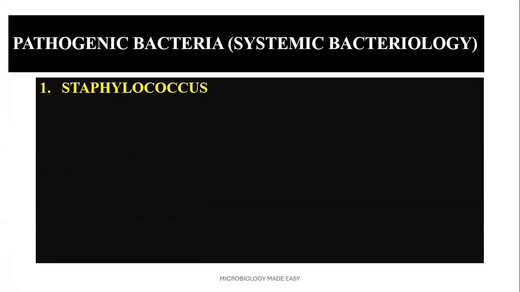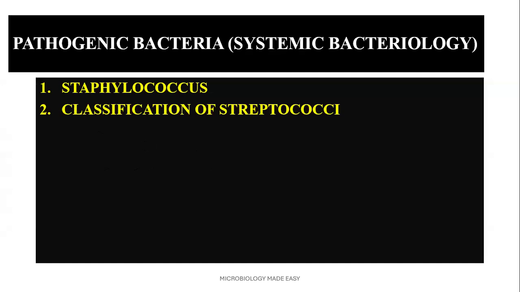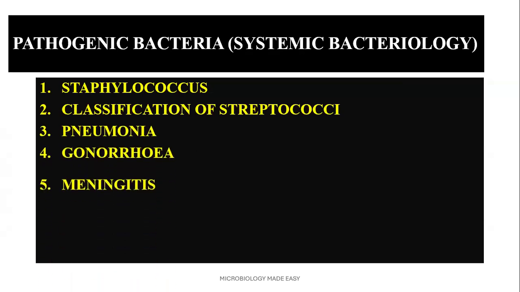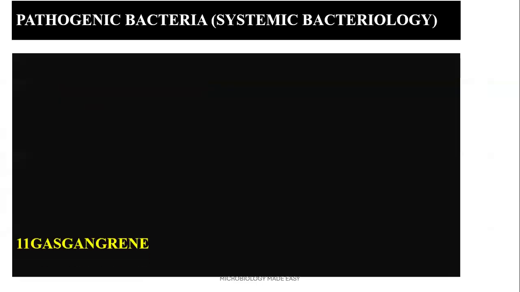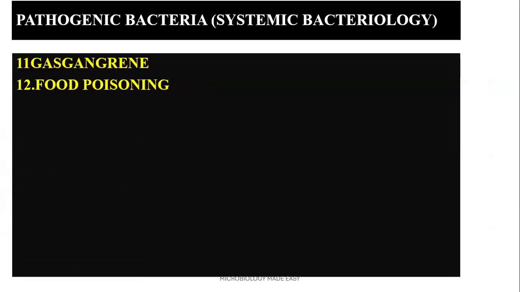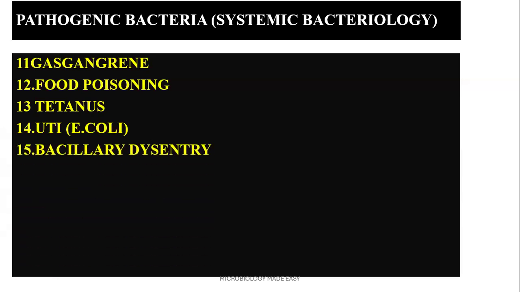The next is bacteriology, bacterial infections, that is pathogenic bacteria. They may ask staphylococcal infections, streptococcal classification. Pneumonia causing bacteria, gonococcal gonorrhea, meningococcal meningitis, diphtheria causing bacteria, DPT, diphtheria, pertussis, tetanus vaccine. They may ask anthrax bacilli. The next is gas gangrene, that is Clostridium perfringens, food poisoning, botulism, tetanus, Clostridium tetani. They may ask UTI causing bacteria, that is urinary tract infection, caused by Escherichia coli. The next is dysentery, bacillary dysentery, that is Shigella, then enteric fever, typhoid fever caused by Salmonella.